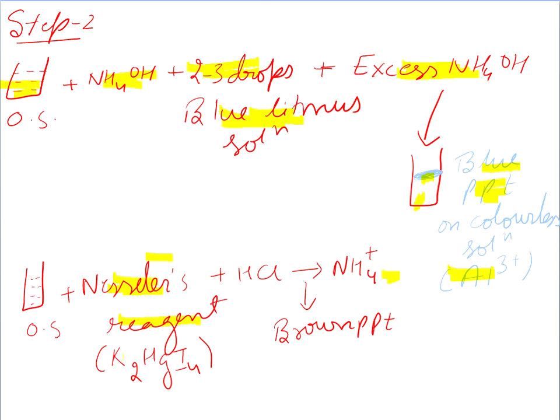The formula is K2HgI4. We can discuss in the questions also. K2HgI4 is the formula of Nessler reagent, which is used for the detection of ammonium ion. Okay. Nessler reagent plus HCl. If you get a brown PPT, then ammonium is confirmed.